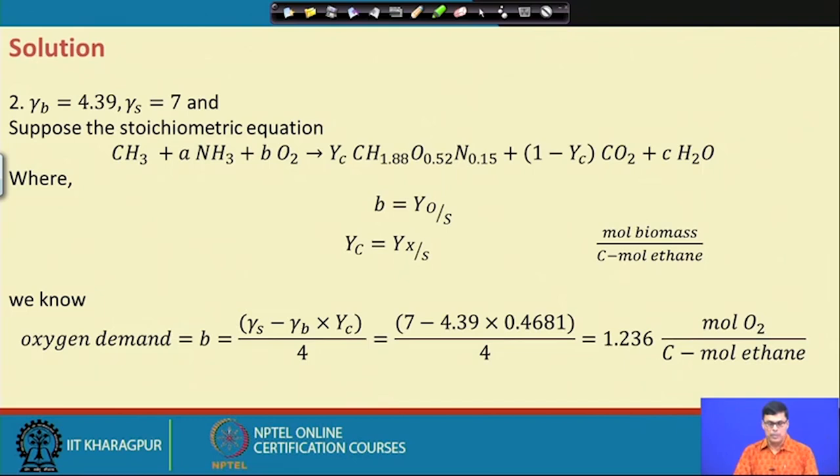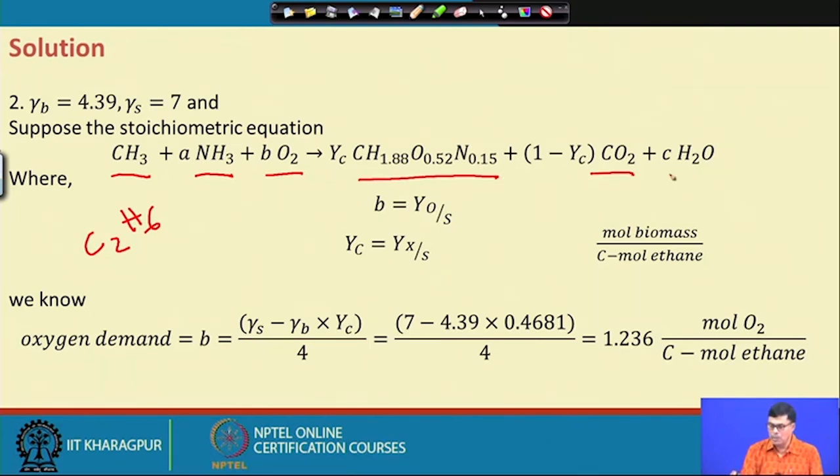Now, the next question is how we can find out the oxygen requirement of the system. Again, in this system, first we shall have to find out the tentative stoichiometric equation. This is ethane, usually the formula is C2H6, the gram atom will be CH3, and then ammonia is required here, cell mass is produced, and oxygen is required, this is the aerobic process. This is the cell mass, this is carbon dioxide, and this is water.